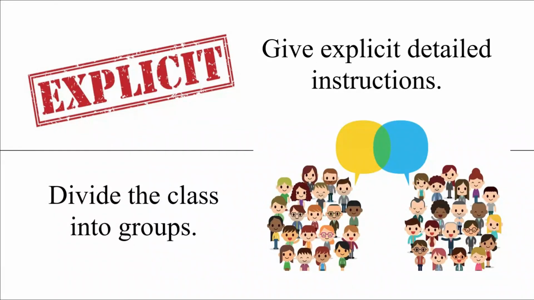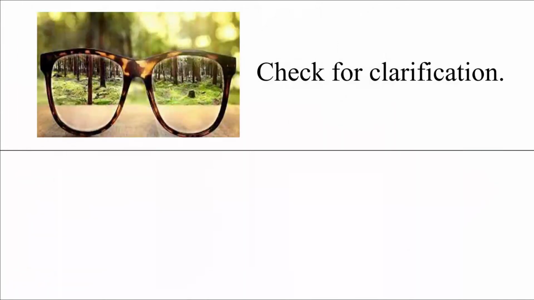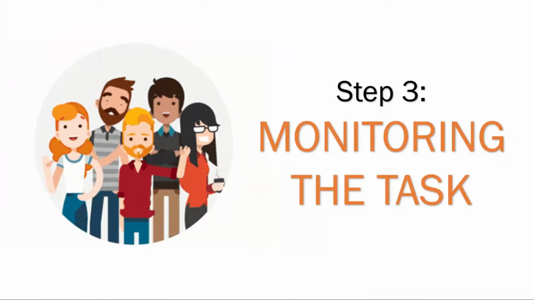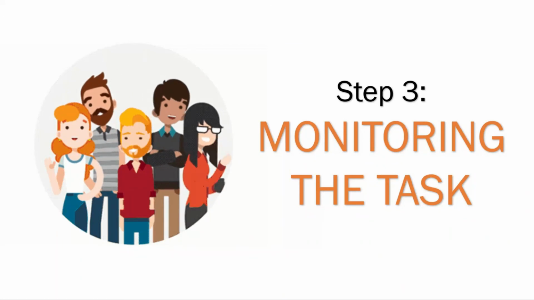Next, we have divide a class into groups. In doing this, consider the strengths and weaknesses of the students. Next, check for clarification. So do not just say, do you understand? No, it would be much better to ask one student or two to restate your instructions. Last, we have set the task in motion. So this is literally giving a go signal to the students to go to their group and get the task started. The last step is monitoring the task.